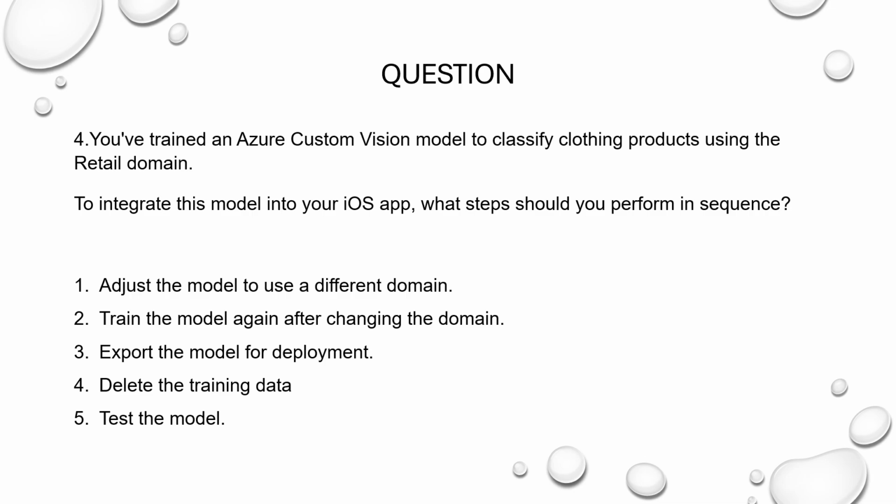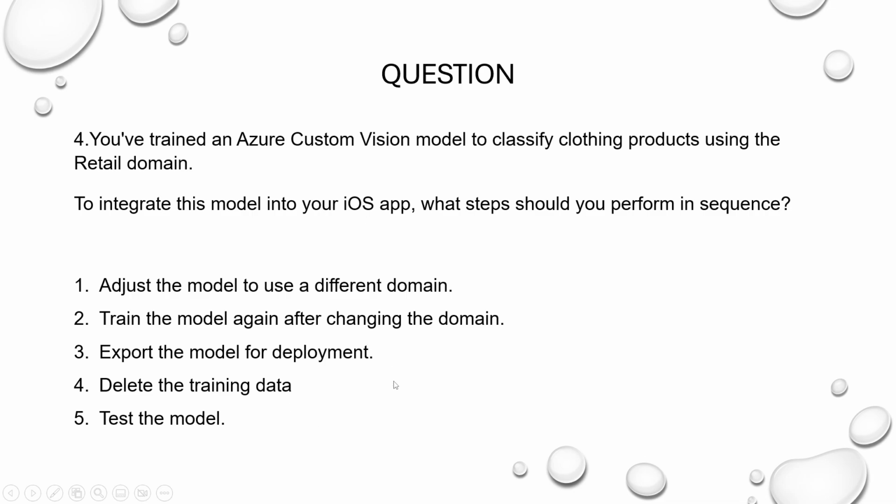The question is, you have trained an Azure Custom Vision model to classify clothing products using the retail domain. To integrate this model into your iOS app, what steps should you perform in sequence? The options are: adjust the model to use a different domain, train the model again after changing the domain, export the model for deployment, delete the training data, test the model. So it is a very similar scenario, but you have to use the model in your iOS app. So which steps do you have to follow?